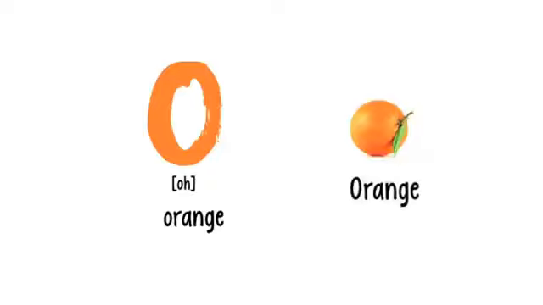O is pronounced like orange, and the translation for orange in German is Orange. Now let's continue with P, which is pronounced like the word party. The translation for party in German is Party.